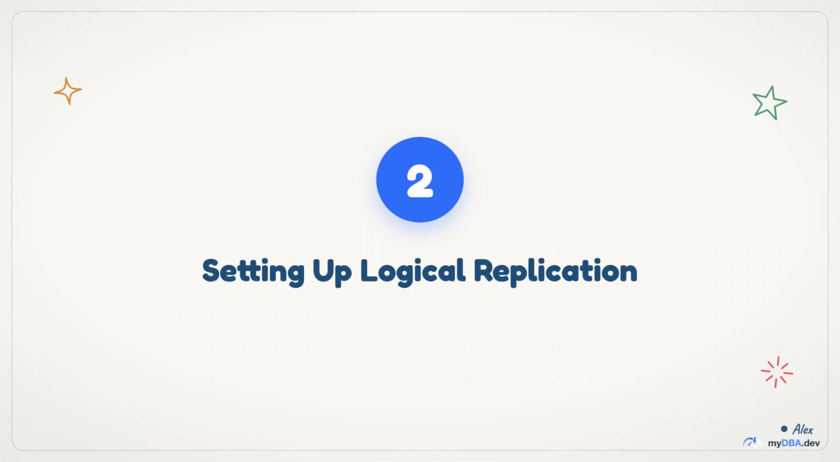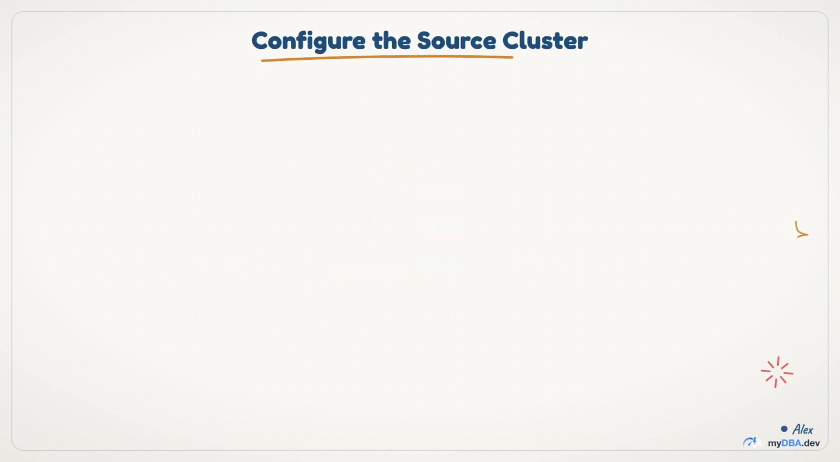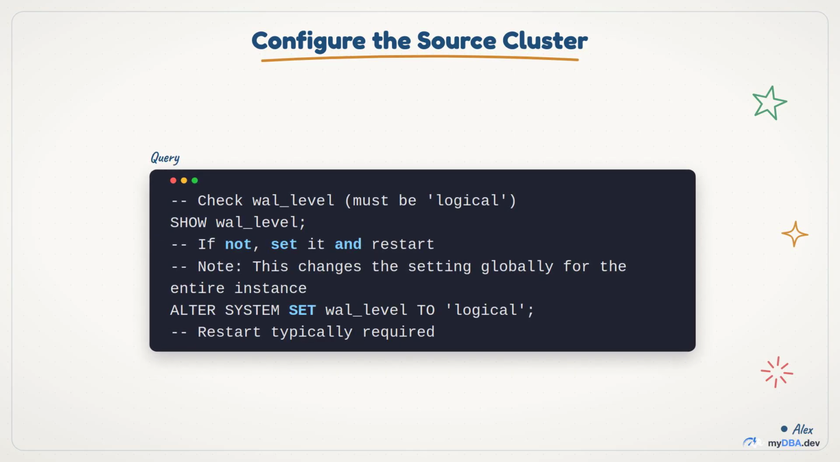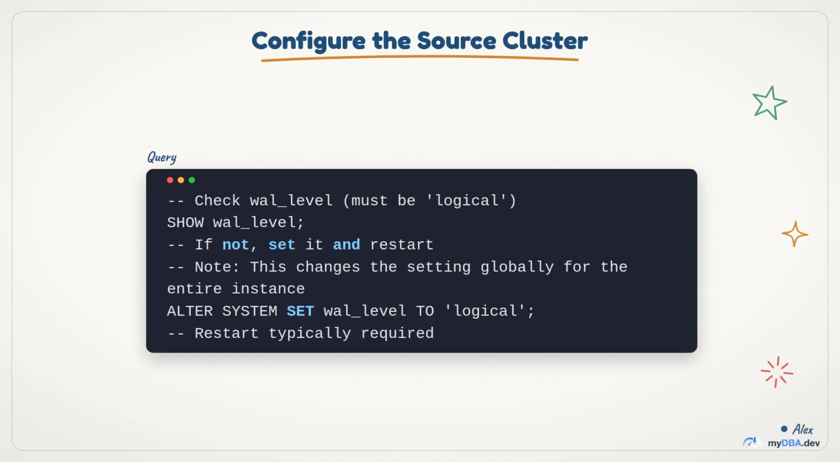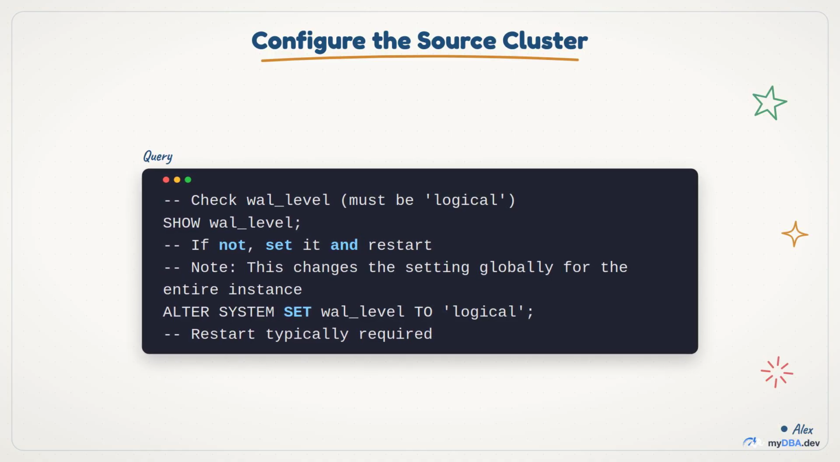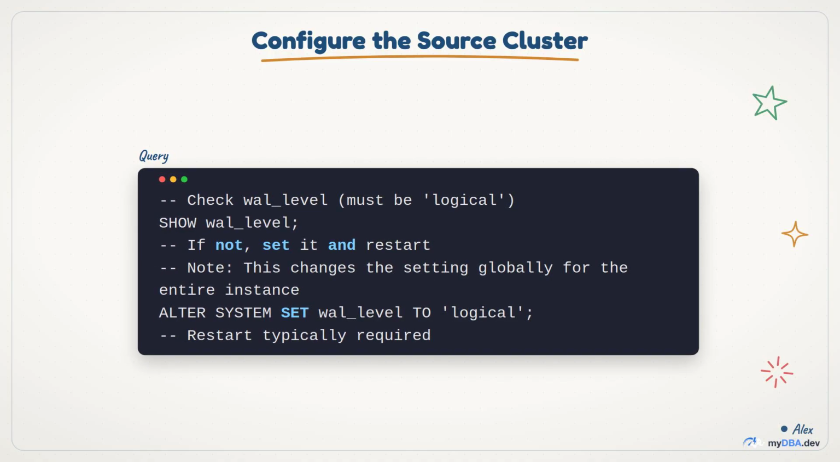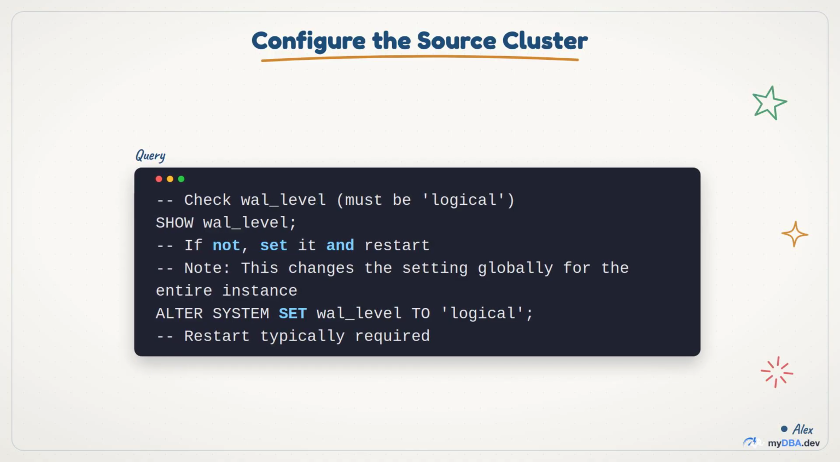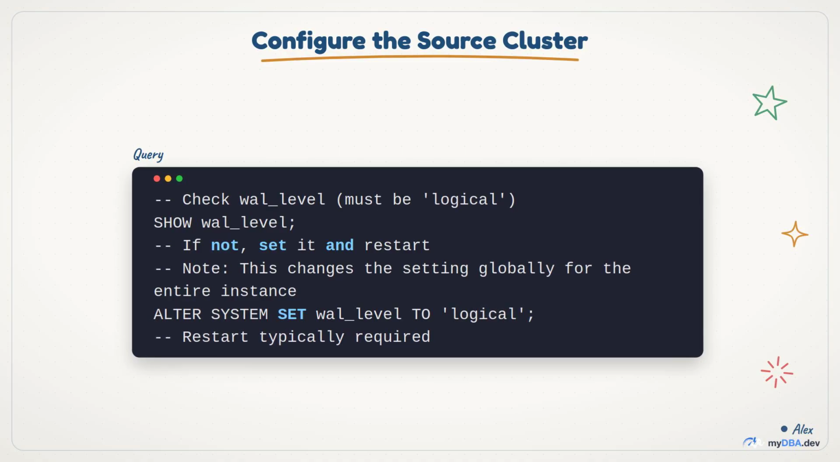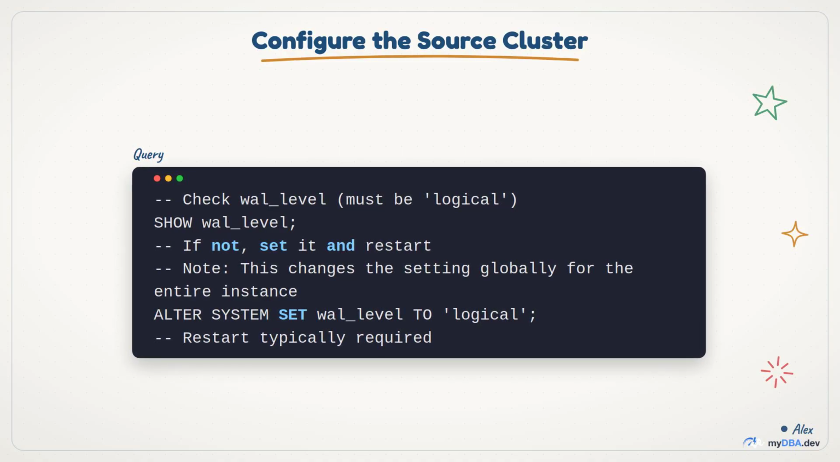Setting up logical replication correctly is critical, and there are a few gotchas. What's the first step on the source cluster? On the source cluster, wal_level must be set to logical. The default is replica, which supports physical replication but not logical. You'll need to ALTER SYSTEM and restart Postgres if it's not already logical. Note that ALTER SYSTEM changes the setting globally for the entire instance.